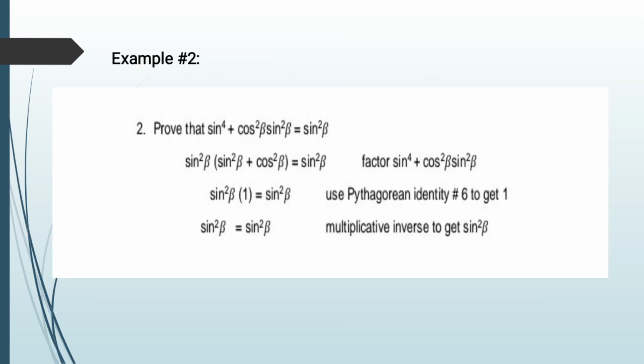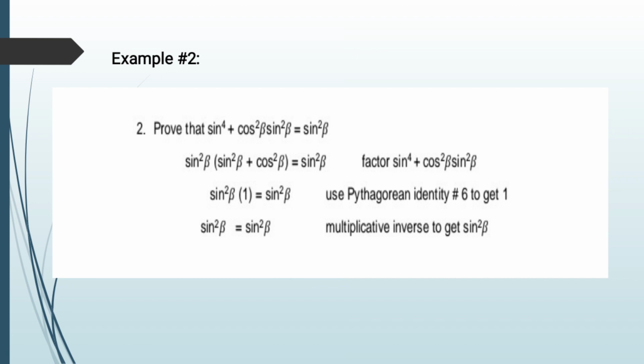Example number 2. Prove that sine to the fourth plus cosine squared beta sine squared beta is equal to sine squared beta. Sine squared beta times the quantity sine squared beta plus cosine squared beta is equal to sine squared beta. So factor sine to the fourth plus cosine squared beta sine squared beta. So what remains is sine squared beta times 1. So equals sine squared beta.